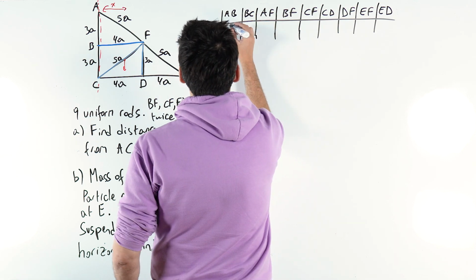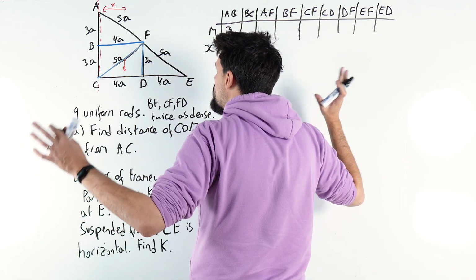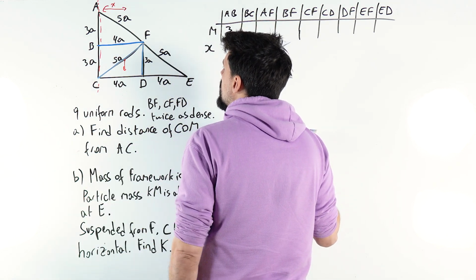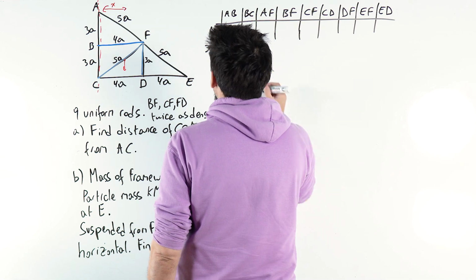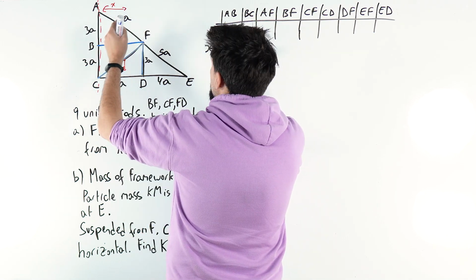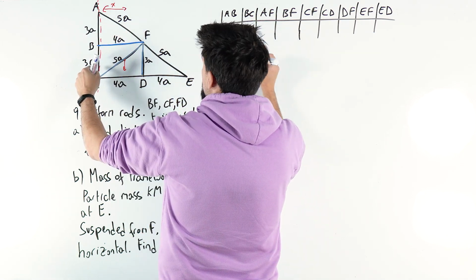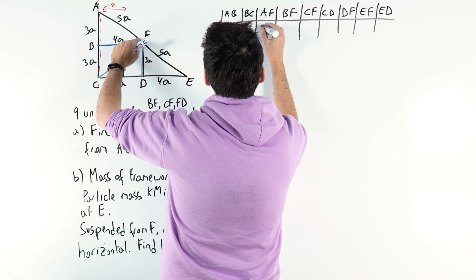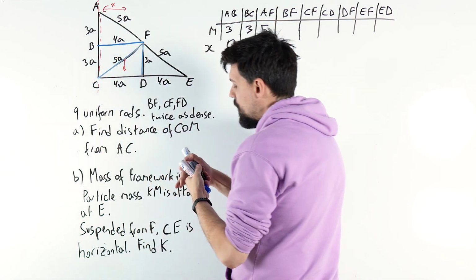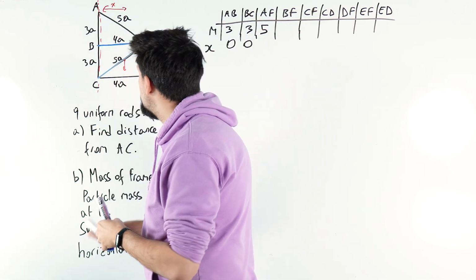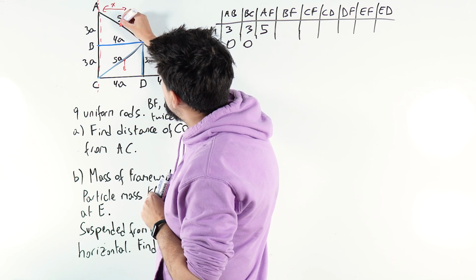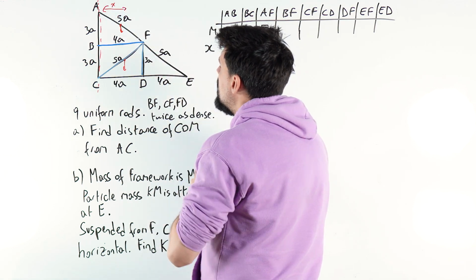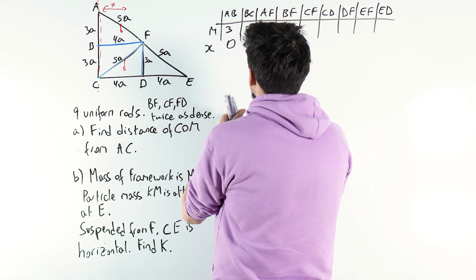AB is length 3, essentially. It's all proportional, right? And its distance from AC is actually 0, so that's quite nice. That one's 3, that one's 0. So, AF, its length is 5. Now, because it's uniform, we know that the center of mass of this rod is halfway, which is going to be 2a away.